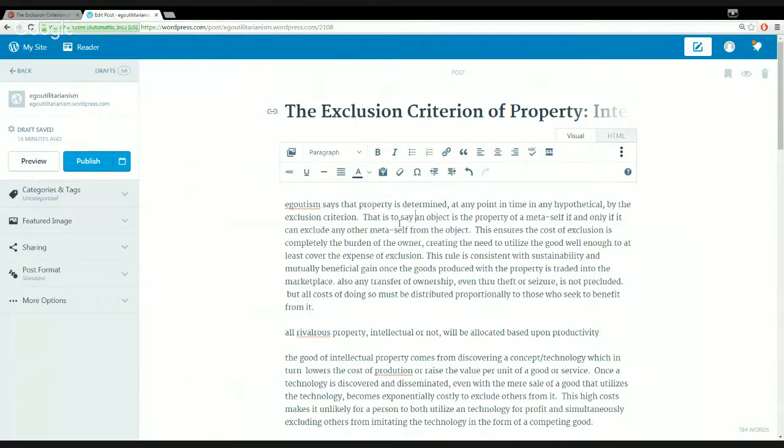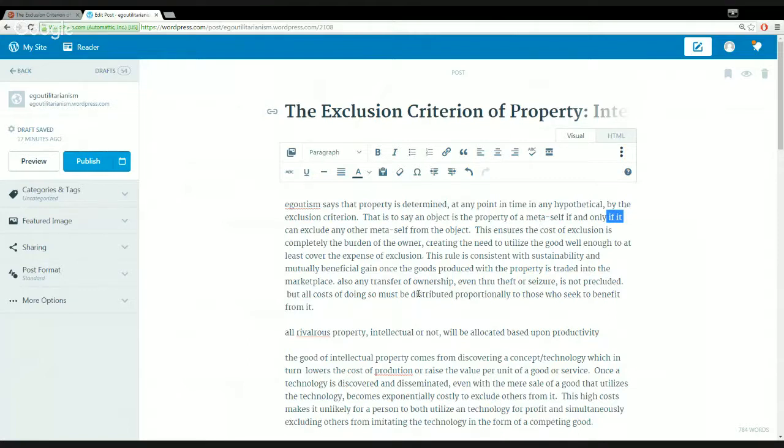Let me continue. Again, an object is the property of a meta-self if and only if the complementary meta-self is excluded from the object. I didn't mean to imply that it's due to the meta-self excluding the others. Just the net force of exclusion is there. It doesn't matter who's providing the exclusion, just that it's there, either from the meta-self himself or any other acting party, or a combination of both.